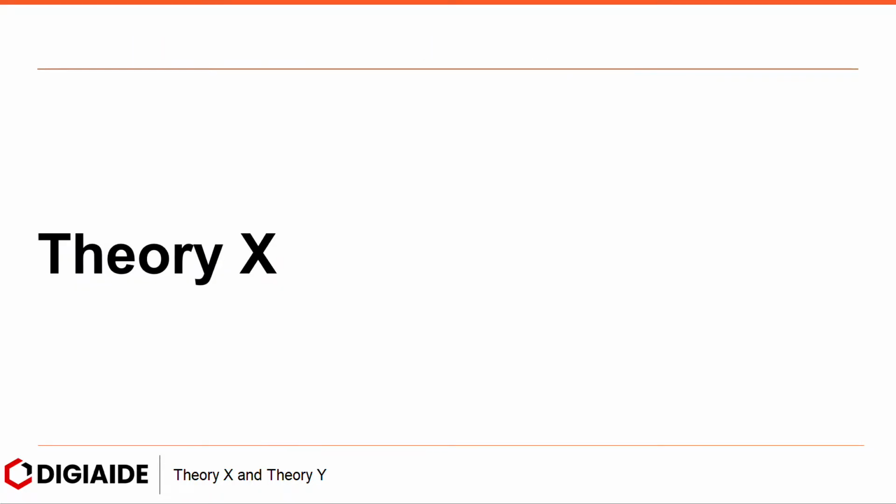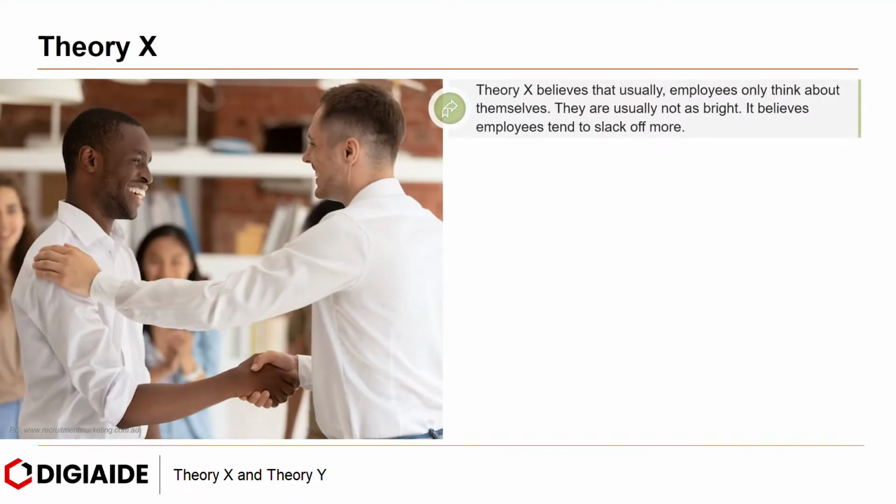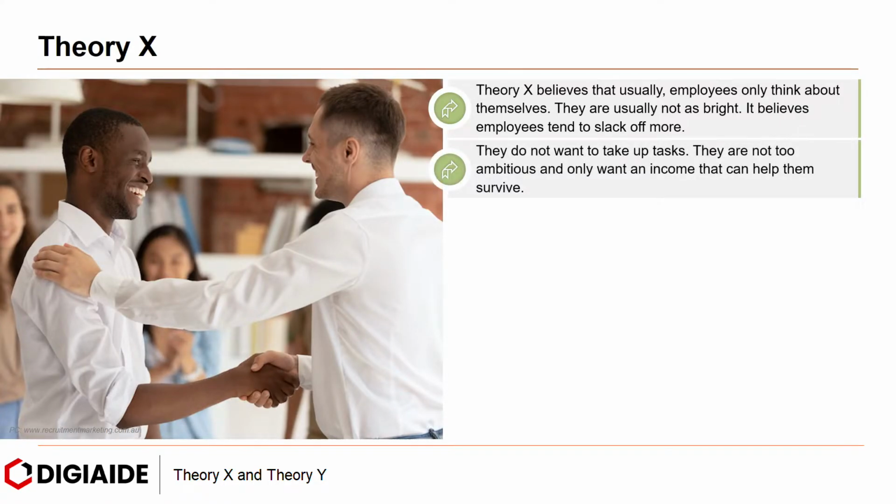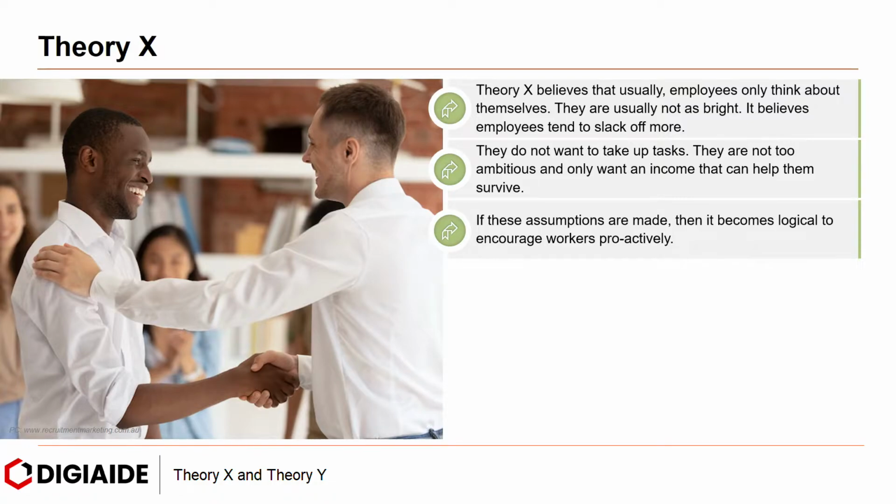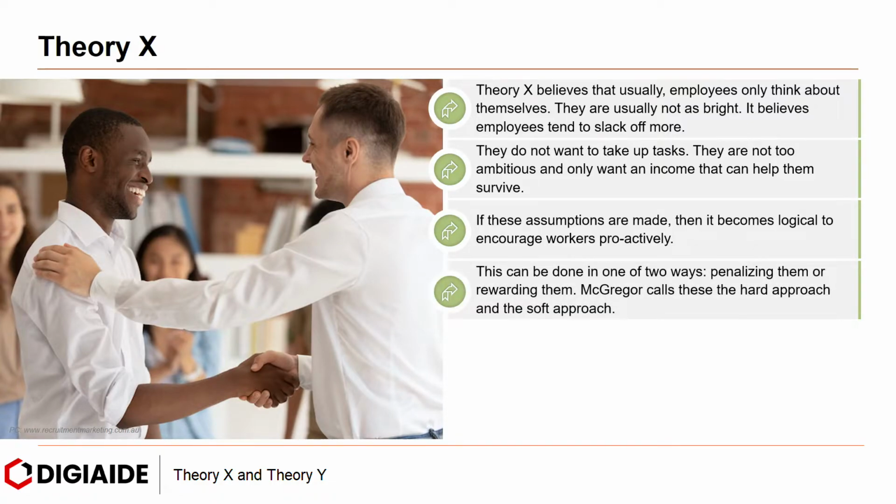Now let's look at Theory X briefly. Theory X believes that usually employees only think about themselves. They are usually not as bright. It believes employees tend to slack more. They do not want to take up tasks. They are not too ambitious and only want an income that can help them survive. If these assumptions are made, then it becomes logical to encourage workers proactively. This can be done in one of two ways, penalizing them or rewarding them. McGregor calls these the hard approach and the soft approach.